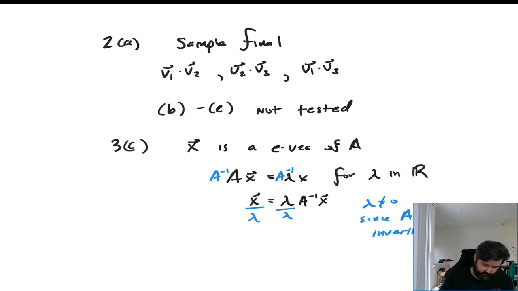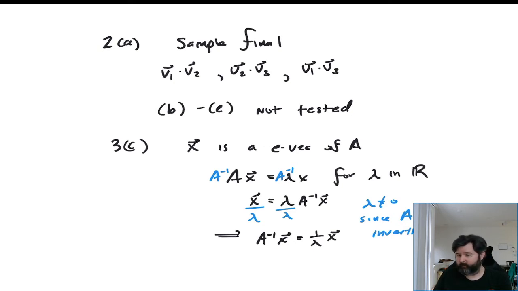And so what this tells me then, if I just rewrite this a little bit, we get A inverse x equals 1 over lambda x. And so what did we prove here? Well, we proved that if x was an eigenvector of A, x must also be an eigenvector of A inverse, right? Because I have A inverse times x equals a scalar, 1 over lambda, times x. So it turns out all of the eigenvalues of A inverse are just the reciprocals of the eigenvalues of A.